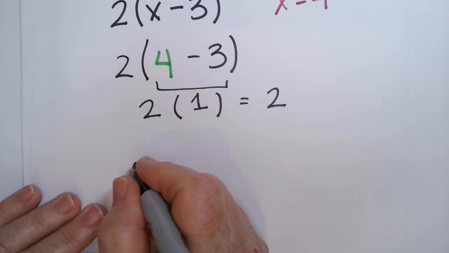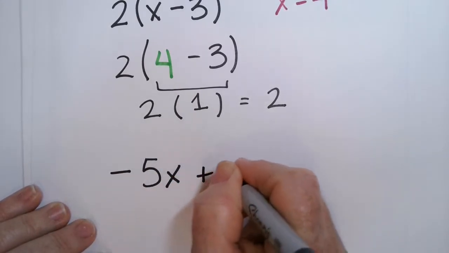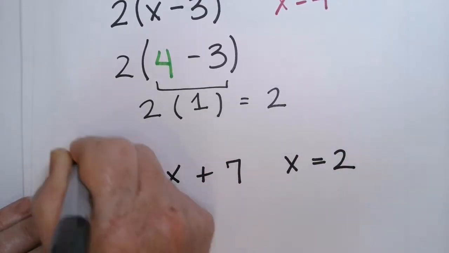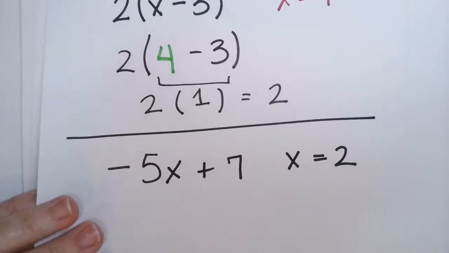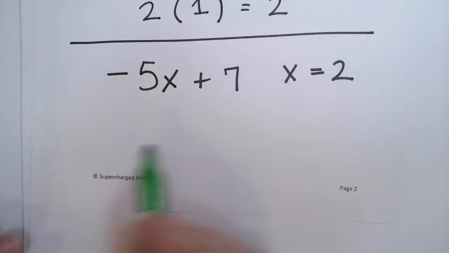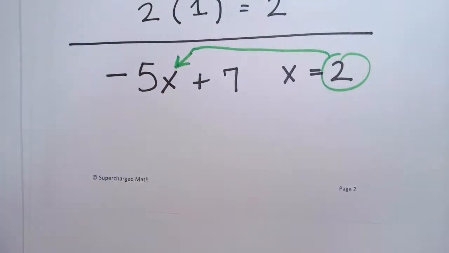I'm going to give you this one, minus 5 times x plus 7. Let's evaluate it for when x equals 2. Okay, so what does that mean? Every time you see an x, you're going to put the number 2, and that's what goes in there. Okay, so let's do it together.